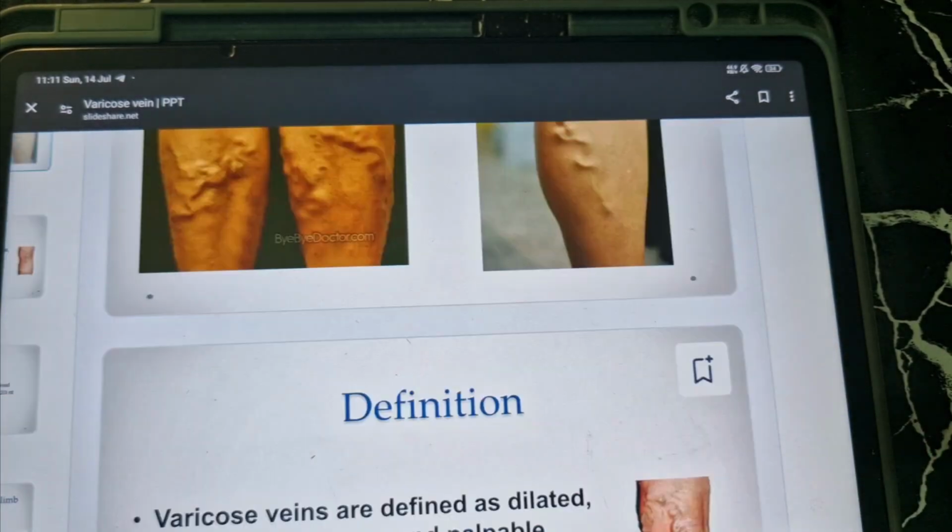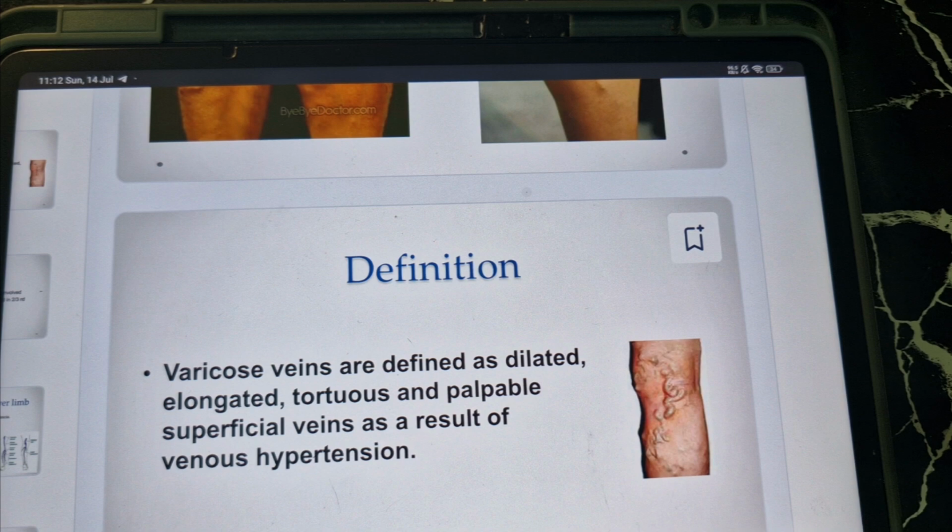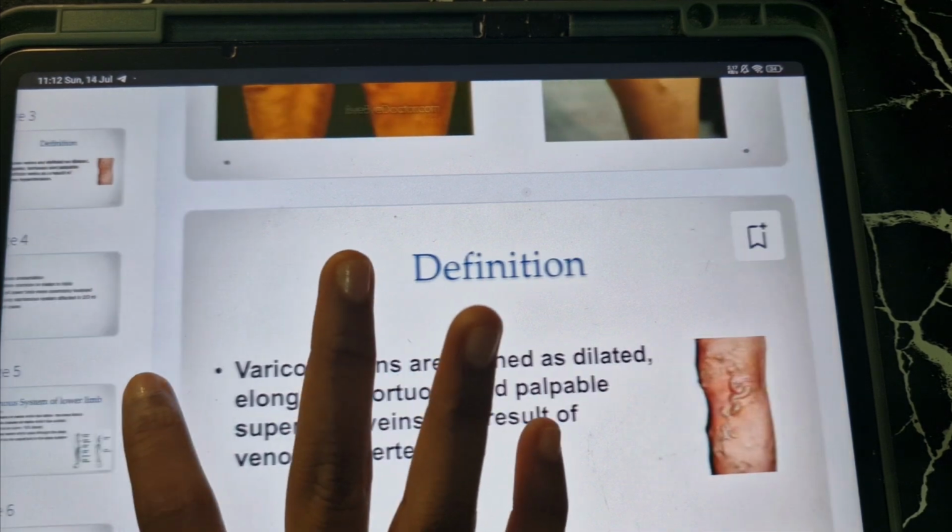Varicose vein. Varicose veins are defined as dilated, elongated, tortuous, and palpable superficial veins as a result of venous hypertension.